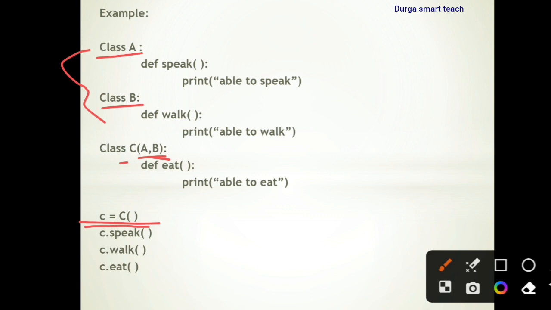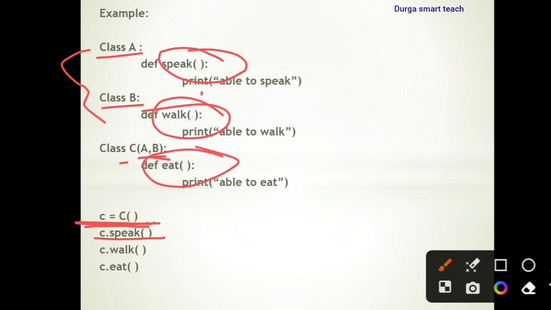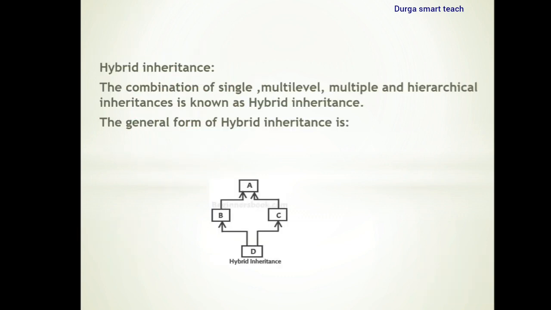So that's why I am creating an object for C class. C dot speak, you can access the speak function, you can access the walk function, you can access the eat function. C dot speak, C dot walk, C dot eat. Okay. Next.